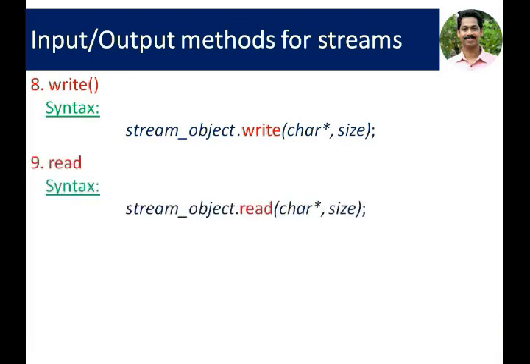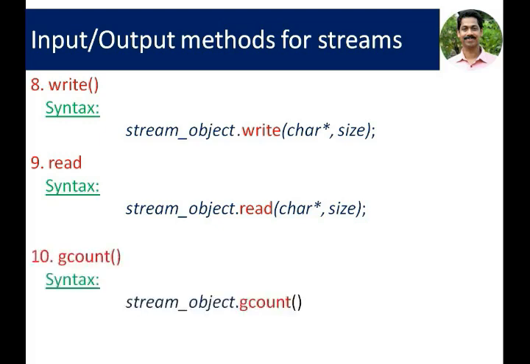Nine, read. The read function is the opposite of write. We can read a set of bytes from the file and assign it to a character array. The size is in bytes. Then gcount is used to count the characters in an object. If the stream object is opened in input mode, we can count the number of characters in a file.